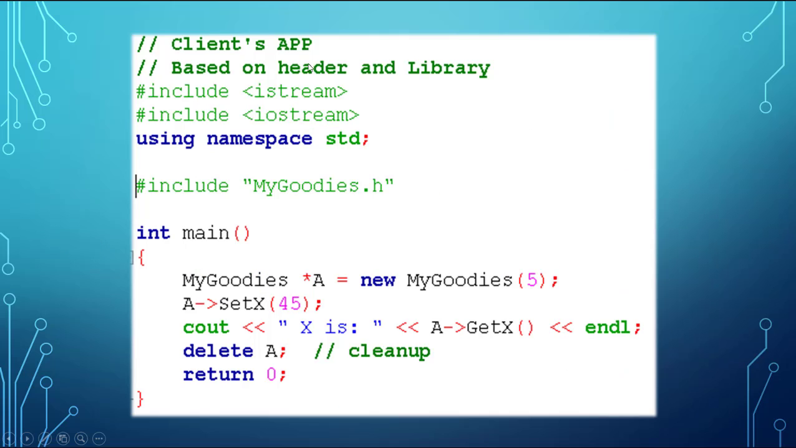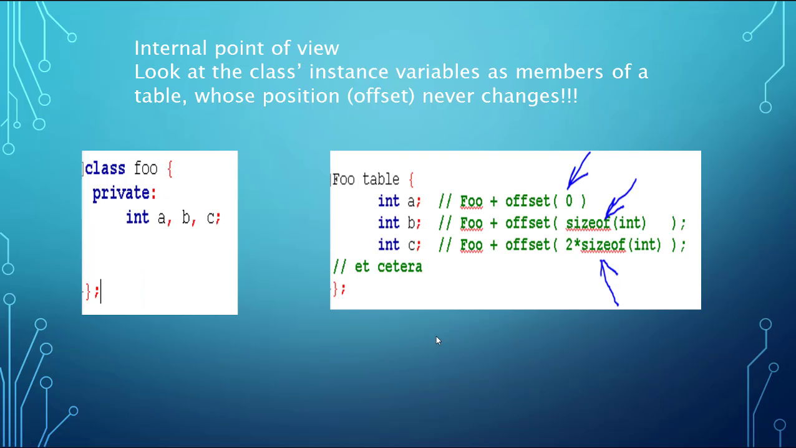Here's the client's program, their main program. They say, great, let's use this brand new library of goodies. We love it. And notice it looks exactly the same. I can setX, I can getX. Oh, I'm so happy with this library. However, let's take a look at the internals.